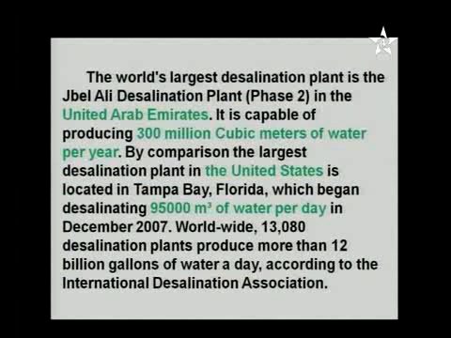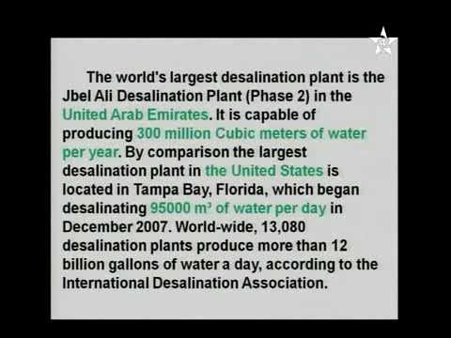Okay, please, let's read the whole paragraph. The world's largest desalination plant is the Jebel Ali Desalination Plant, Phase 2, in the United Arab Emirates. It is capable of producing 300 million cubic meters of water per year. By comparison, the largest desalination plant in the United States is located in Tampa Bay, Florida, which began desalinating 95,000 cubic meters of water per day.